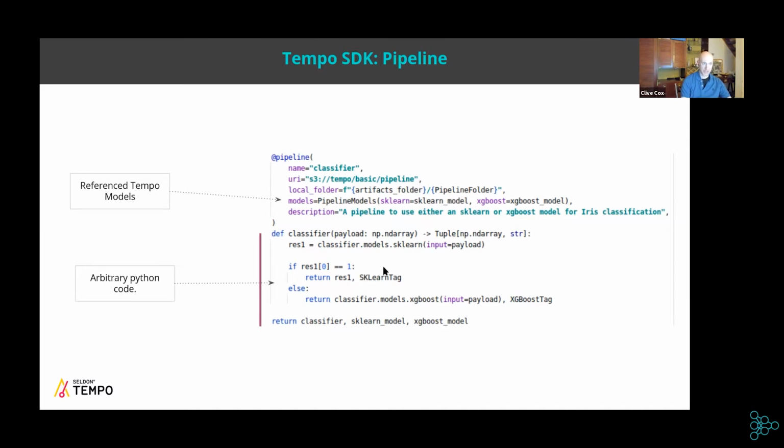So you can just do your standard Python typing, say, okay, I'm expecting an ND array, a NumPy ND array, and I'm going to return a tuple of an ND array and a string, and it'll turn it into the low level V2 payloads that we support inside Tempo and ML Server, which I'll talk about in a bit. That's all handled for you, so you can just work at the pure Python level to create that complex structure for what you want to run.